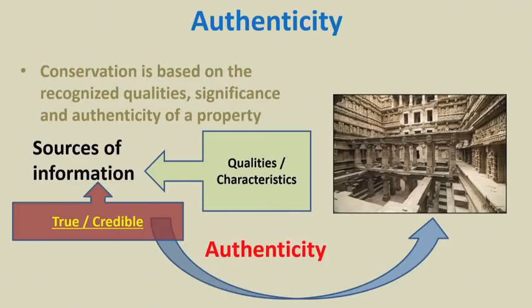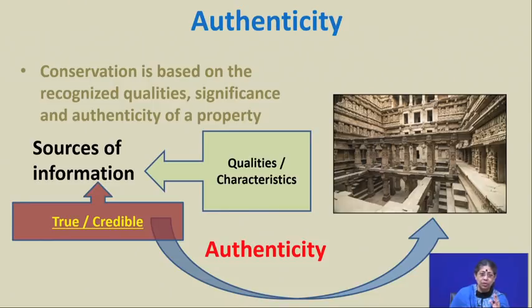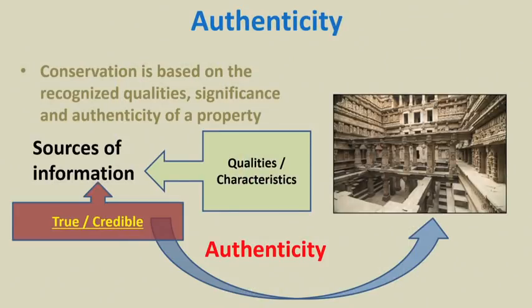And that actually, so the conservation of a site, or in this particular case Rani Ki Vav, is based on the recognized qualities, significance and authenticity of a property. So, that means there should be some sources of information which should be true and credible, and from that information we have to find out what the qualities and characteristics are and how they bring out the authenticity of the structure. And this is a process which is very important to understand.